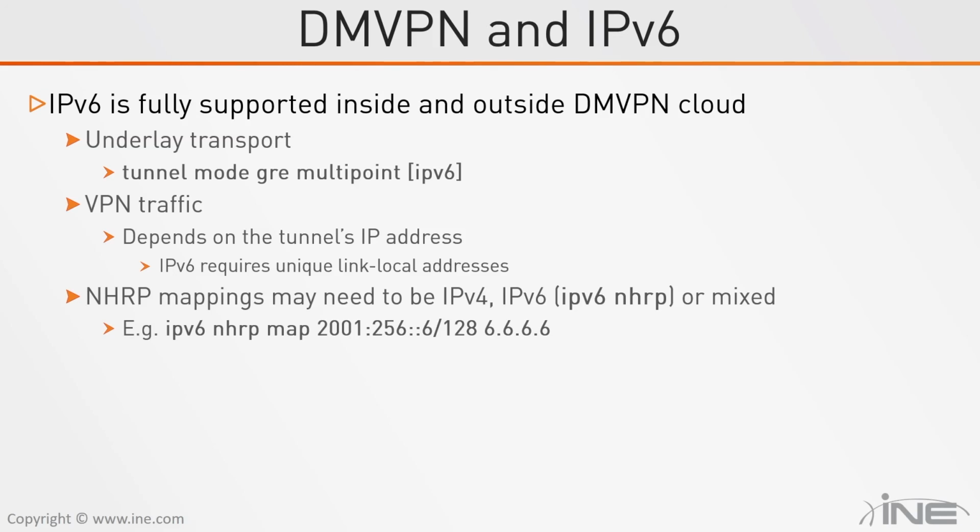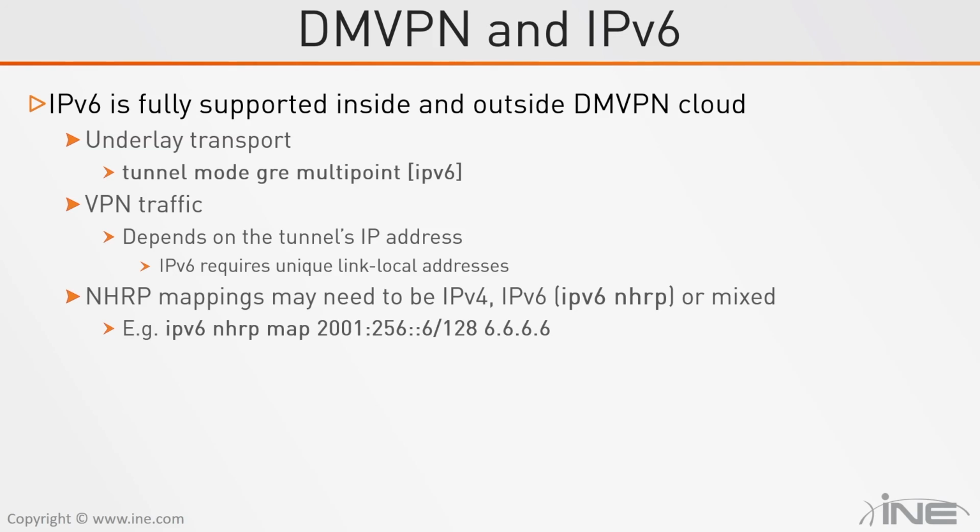And now, as a general rule, in most cases when you deploy version 4 DMVPN, you will protect version 4 packets, so all mappings will be version 4. In case when you want to deploy version 6 in version 6 DMVPN, all mappings will be version 6.